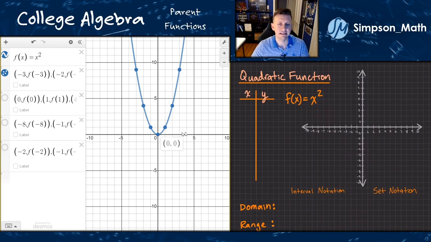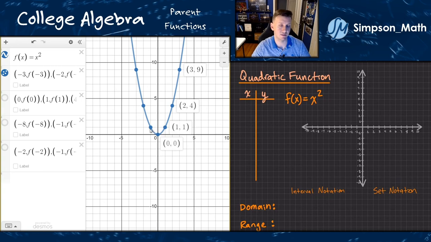So if I plug in a 0, it should be no surprise that out pops a 0. So that's 0, 0. If you like, you can start making a table and put a 0, 0 in the middle. And then if I plug in a 1, I get 1 squared, which is 1. I plug in 2, I get 2 squared, which is 4. Plug in a 3, 3 squared is 9. So that's how that works. And this keeps going forever and ever. So it's going to keep going forever to the right. So that should give you a clue about our domain.